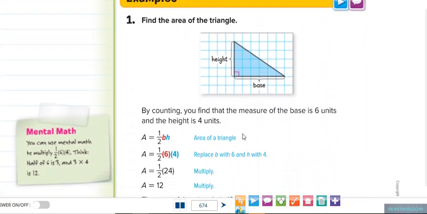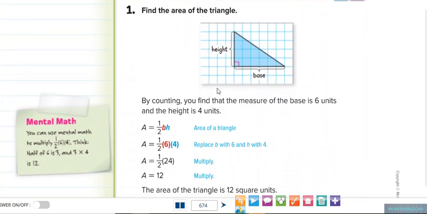Example number 1. Find the area of the triangle. Count how many blocks in the base. We have here 1, 2, 3, 4, 5, 6. Count how many blocks for the height. 1, 2, 3, 4. So area equals half base times height, means half times 6 times 4. 6 times 4 is 24. Half of 24 is 12.